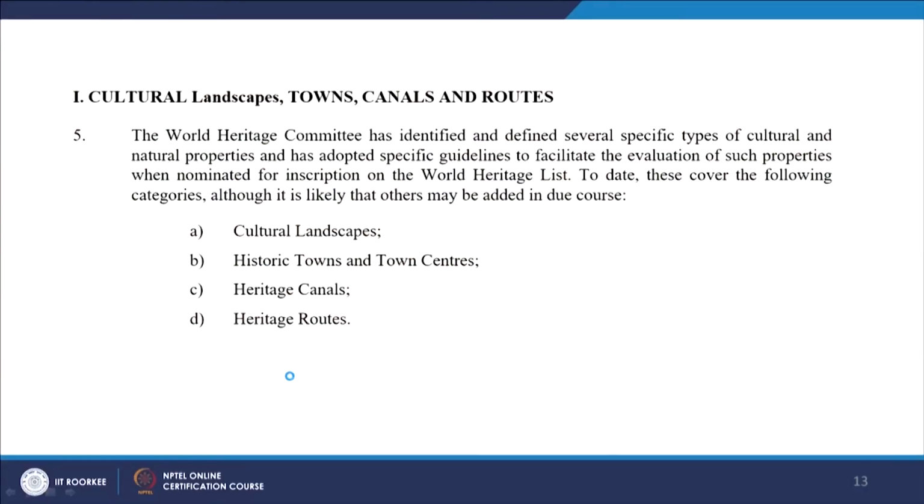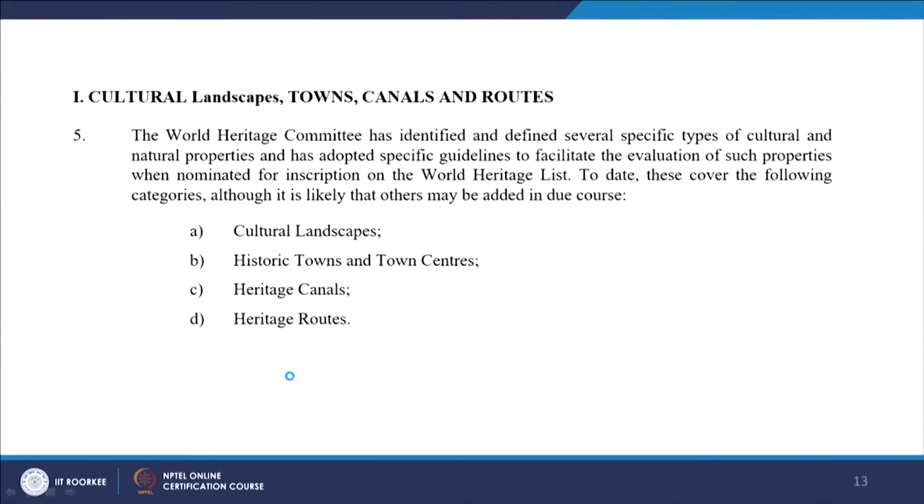One of the components within that identification process is cultural landscapes, towns, canals and routes. For instance, today we talk about the Silk Route. That is also a route, like in the Pitalkhora caves, how the ancient cave dwellers established trade routes and sea routes. So obviously there are certain connections and networks within these indigenous communities.